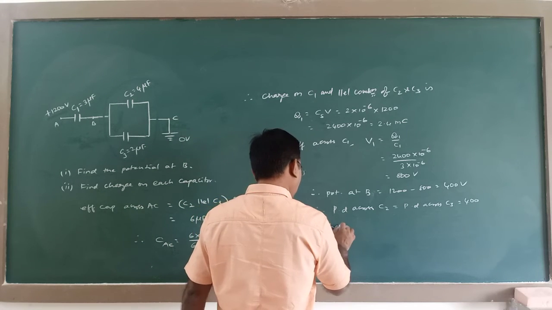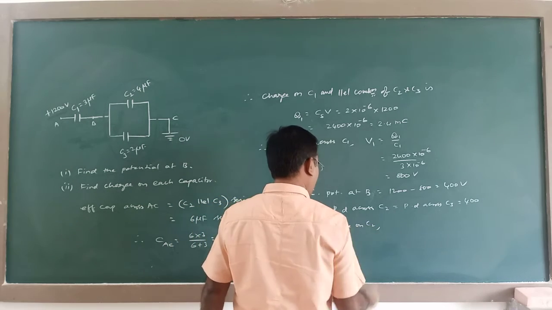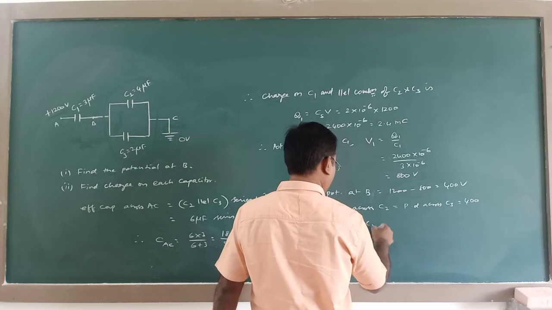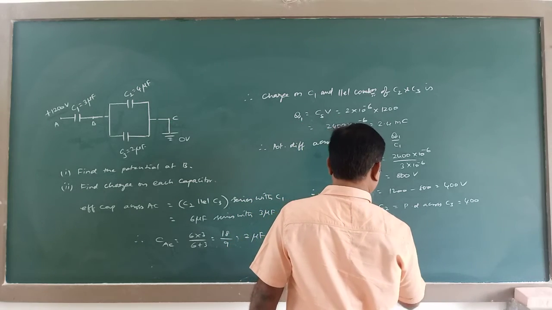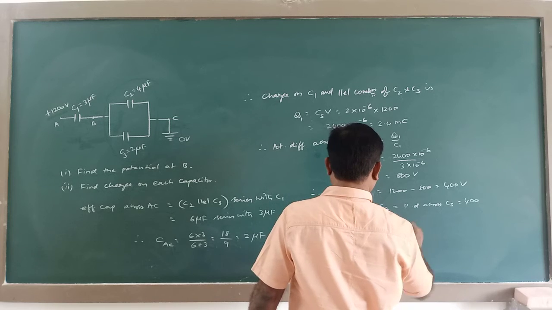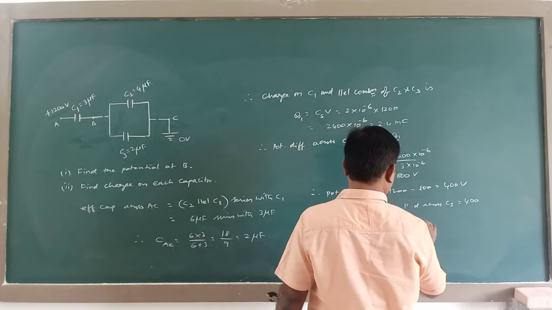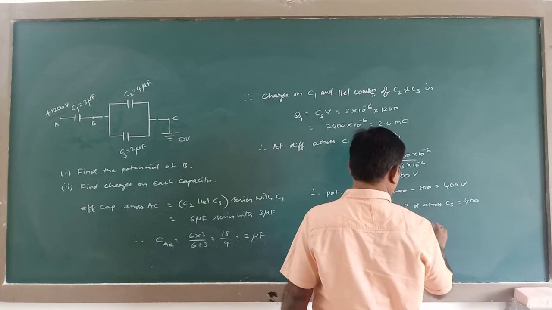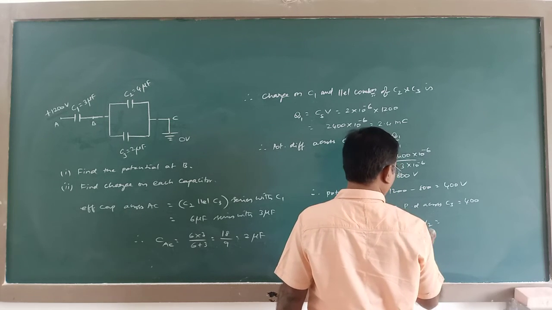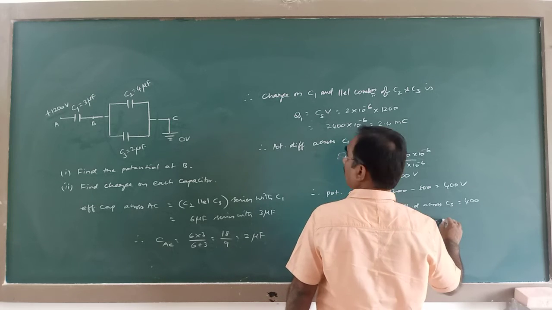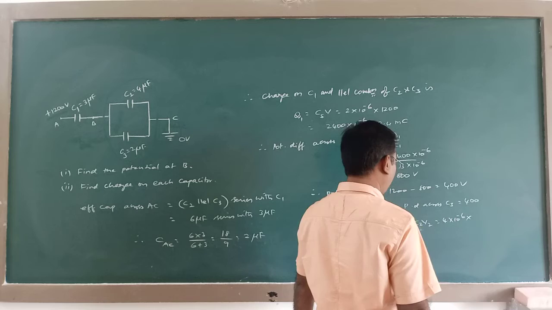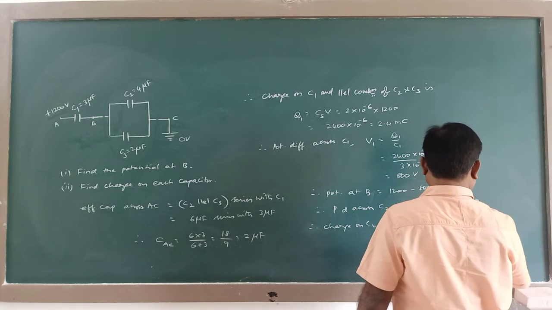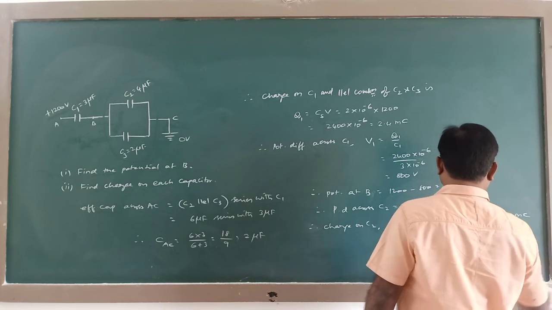Therefore, the charge on C2, this Q2, is equal to C2 into V2. That means this is 4 into 10 to the power of minus 6 and 400. So it is 1.6 millicoulomb.